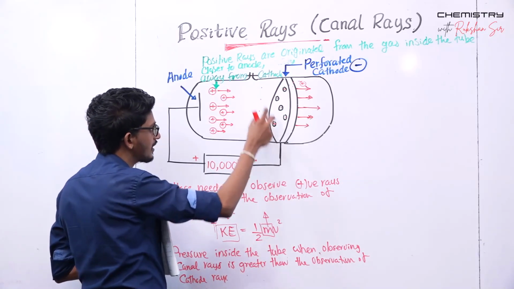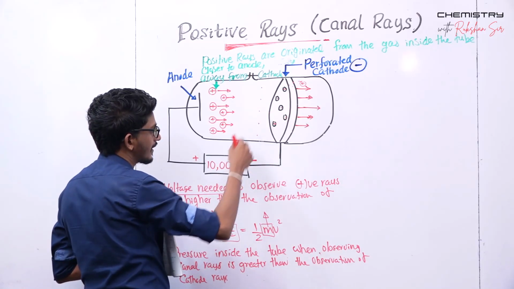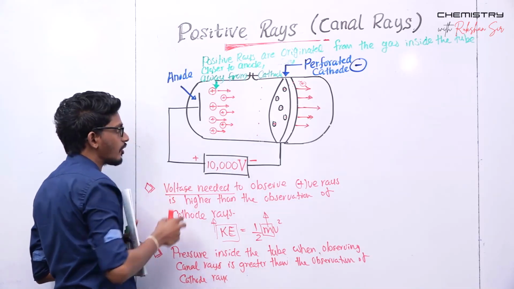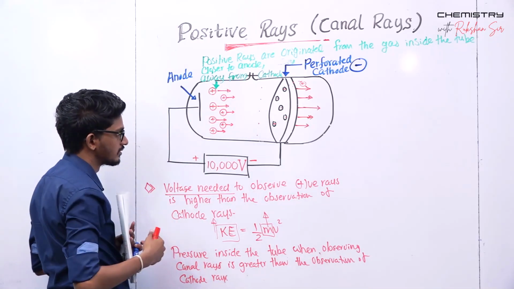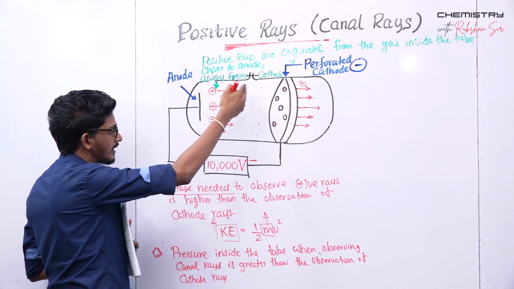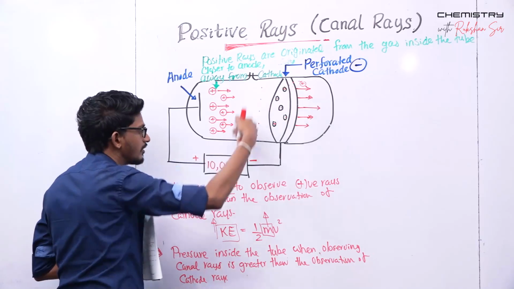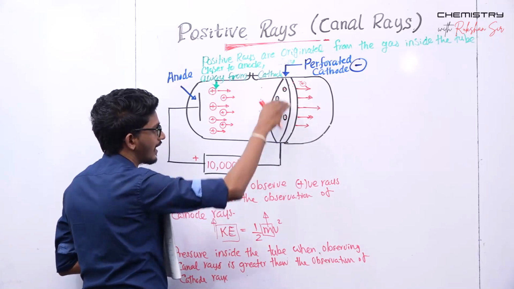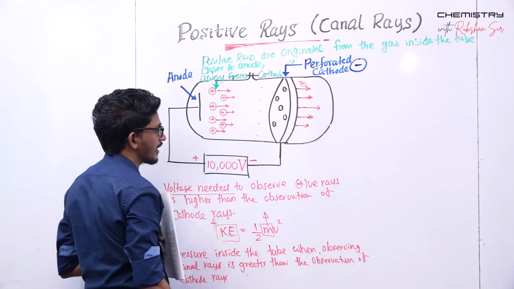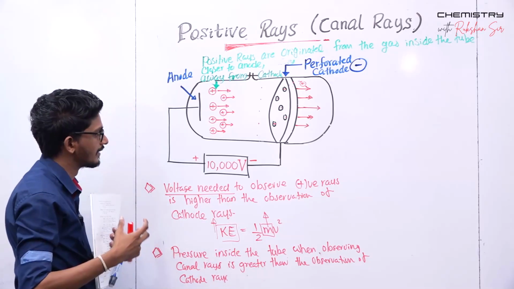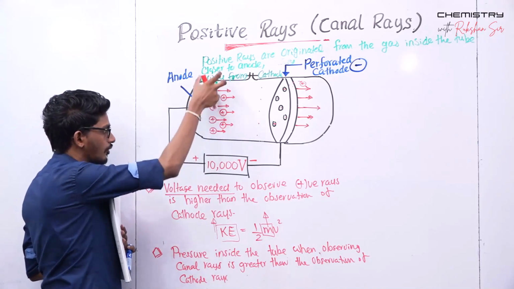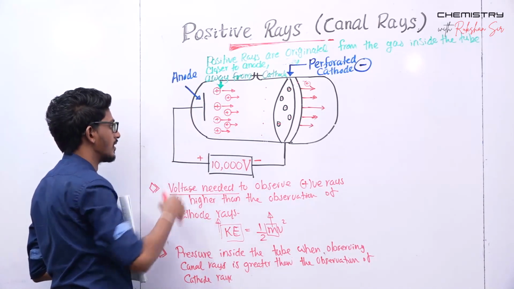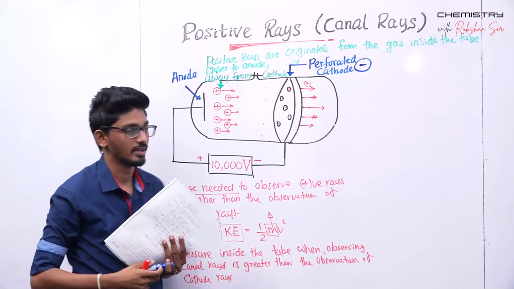So to observe the positive rays coming from the holes of the cathode, they should originate far away from the cathode. Only then does high acceleration lead you to overcome the drag of the cathode and come out from the holes of the cathode. That is why they say the positive rays originate from the gas inside the tube, far away from the cathode but near to the anode. That is the idea.